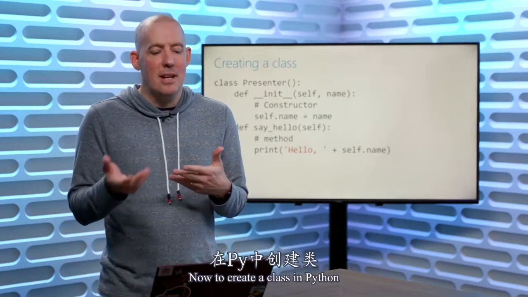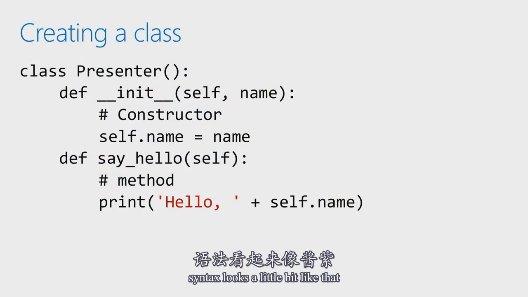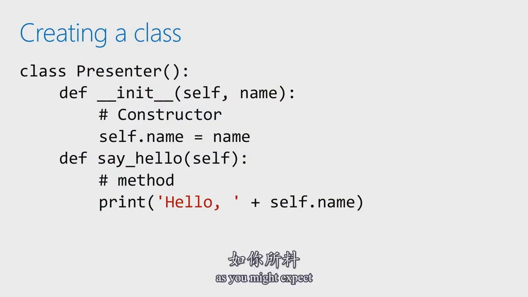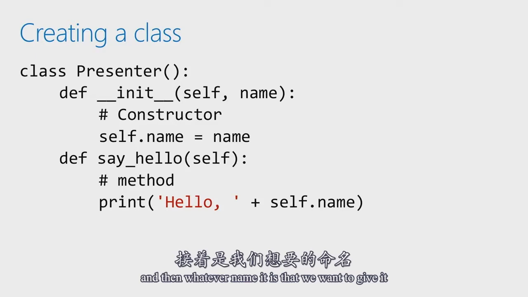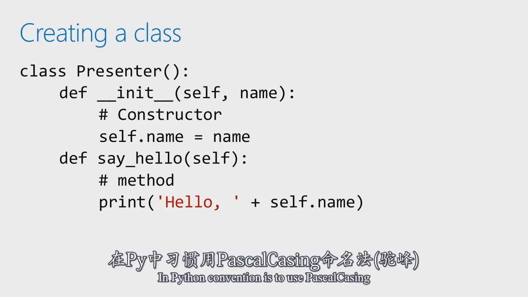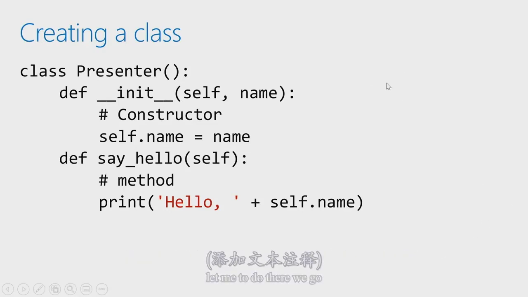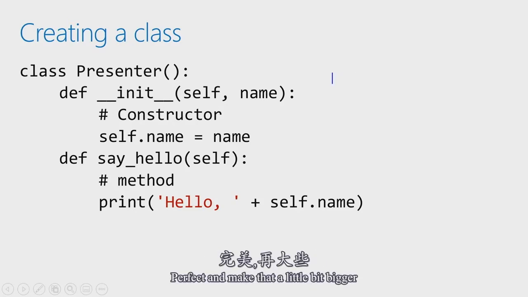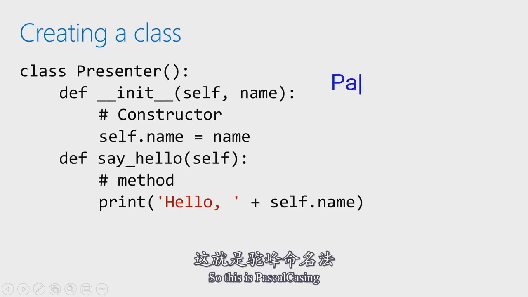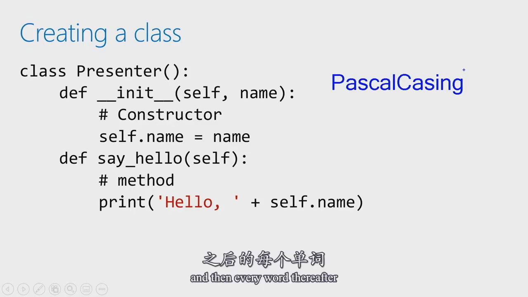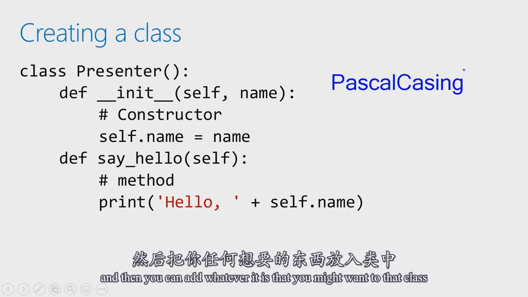Now, to create a class in Python, syntax looks a little bit like that. So we say class, as you might expect, and then whatever name it is that we want to give it. In Python, convention is to use Pascal casing. For those of you not familiar with Pascal casing, and make that a little bit bigger. So this is Pascal casing, where what we've got is a capital letter, and then every word thereafter is also going to have a capital letter. So that's convention in Python. So create your class, and then you can add whatever it is that you might want to that class.